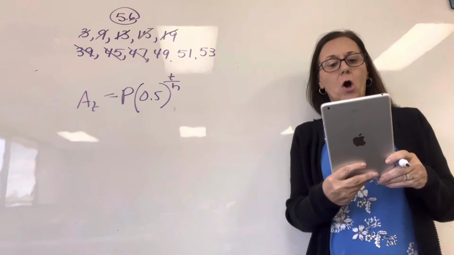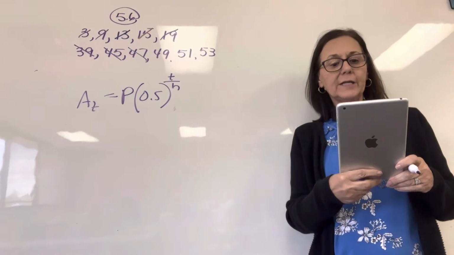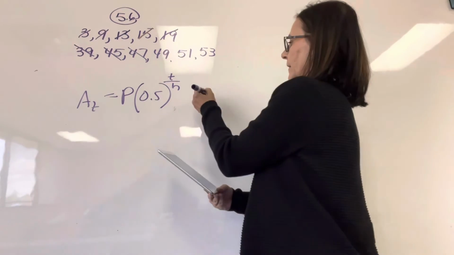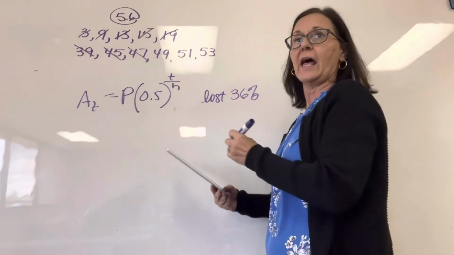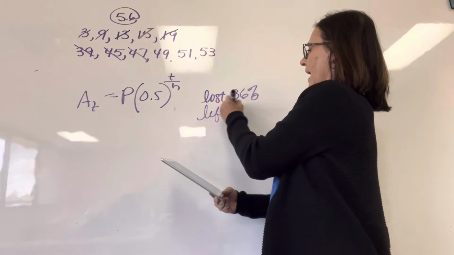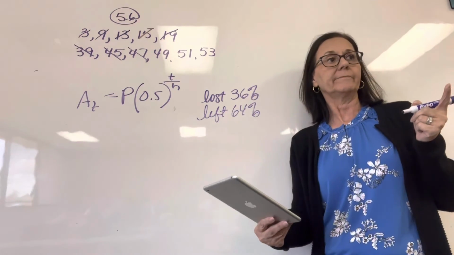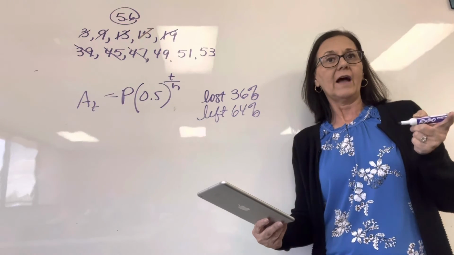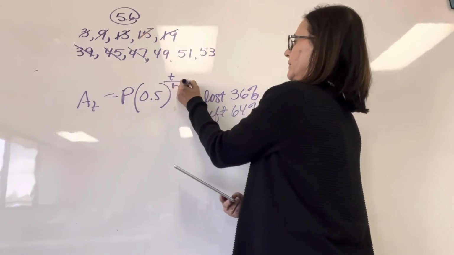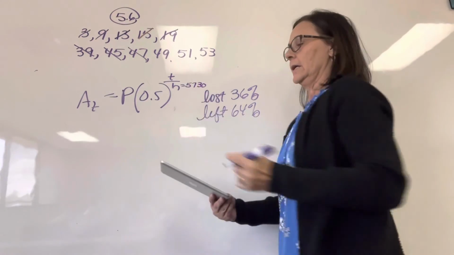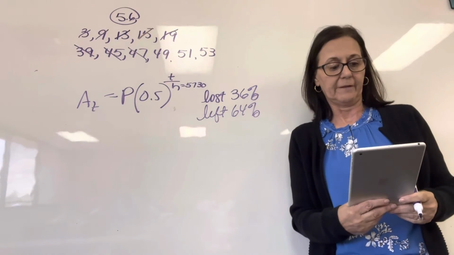All right, how old is a piece of ivory that has lost 36%? So it's lost 36%. How much is left? 64. Left is 64%. What's the half-life of carbon? 5,730. Yes, half-life of carbon is 5,730.